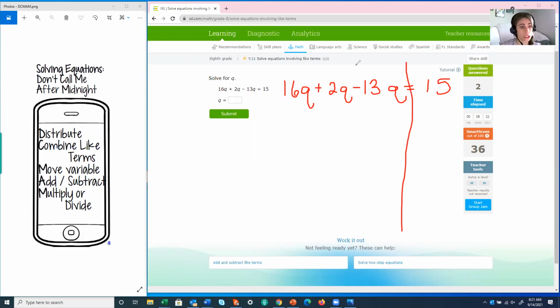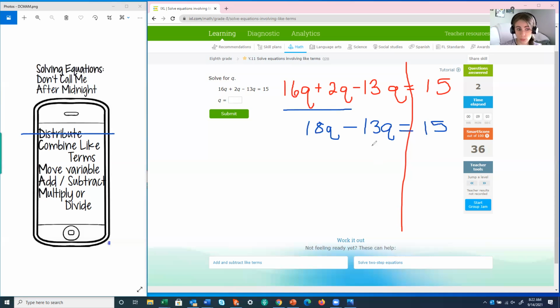All right, first step. Do we need to distribute? Nope, no distributive property. All right, how about combining like terms? Yeah, in this case, I have a lot. I have a 16Q, a 2Q, and a minus 13Q. All three of those are Q's, which means they're all like terms. I'm just going to work from left to right. So first, let's combine these. 16Q plus 2Q is 18Q. We have 18Q minus 13Q equals 15.